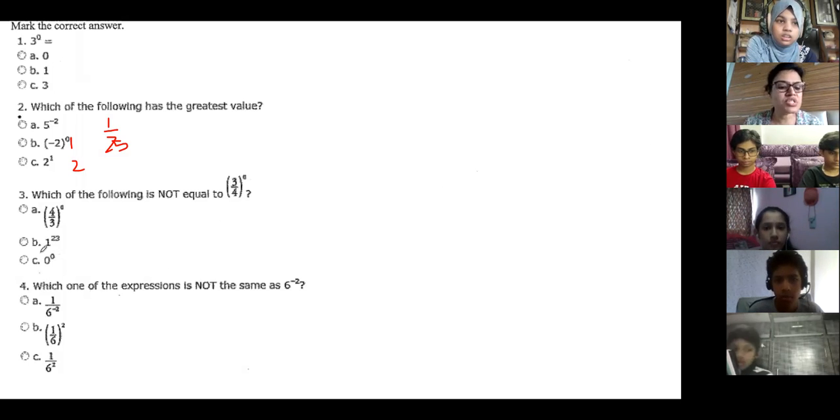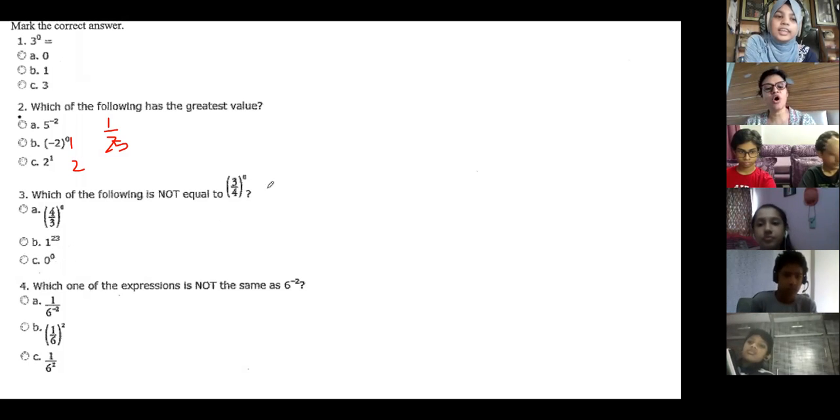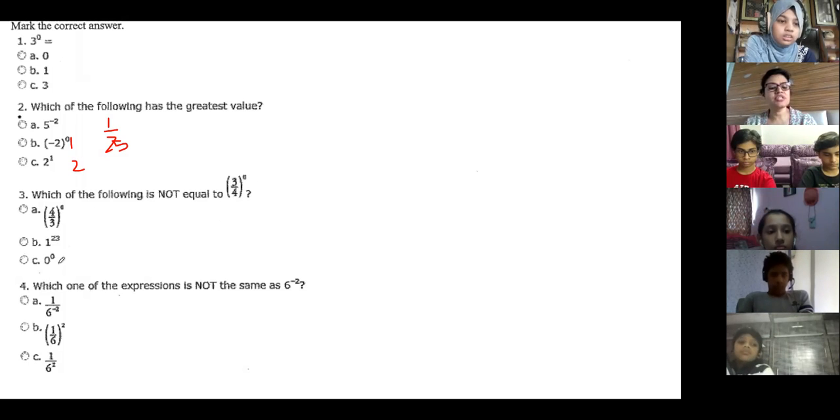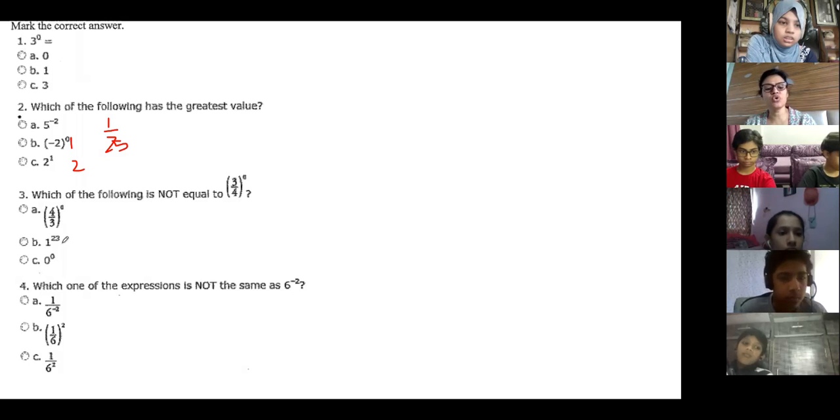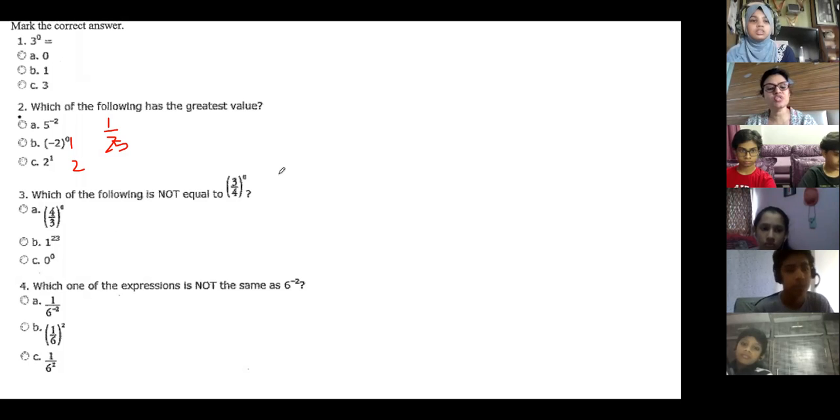See, 0 raised to 0 should not be there in this thing because it is a not defined thing. Any non-zero number raised to 0 is 1. So I think this should also not be there in the option. Your answer should be 1 raised to 23. 1 raised to 23 is 1 only. So C is the option.